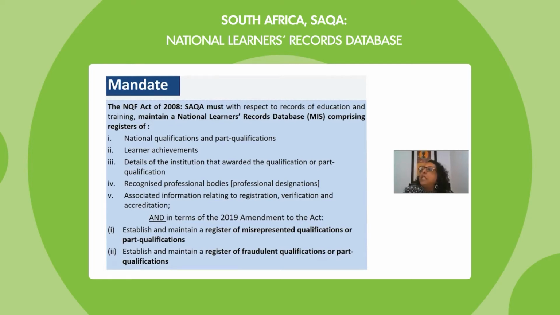And more recently, there was an amendment to our Act, which is yet to be actioned because it needs to be proclaimed by our president. And understandably, his attention has been taken with the national pandemic and other pressing matters in our country. But this requires us to establish and maintain a register of misrepresented qualifications, which is gathered by the evidence that we gather as South Africa in our functions, and to establish a register of fraudulent qualifications or part qualifications.